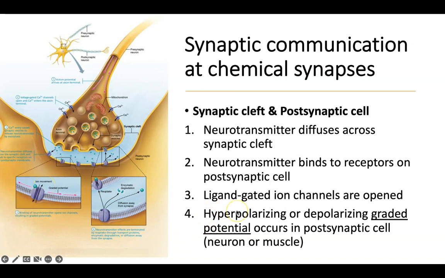And depending on the ions that flow and in which direction they're flowing, this can cause the postsynaptic cell to either hyperpolarize or to depolarize. And this will be a graded potential. So you can have a hyperpolarizing or depolarizing graded potential in the postsynaptic cell. And typically, those postsynaptic cells are other neurons or maybe muscle cells. So now we've looked at the synaptic cleft and postsynaptic response to communication at chemical synapses.